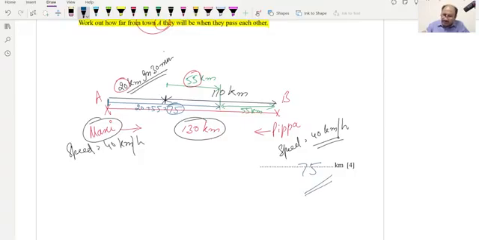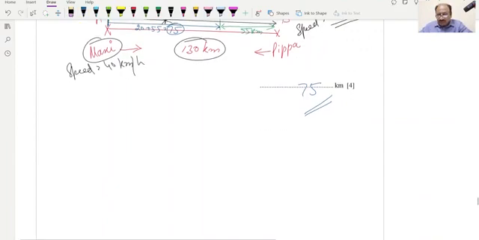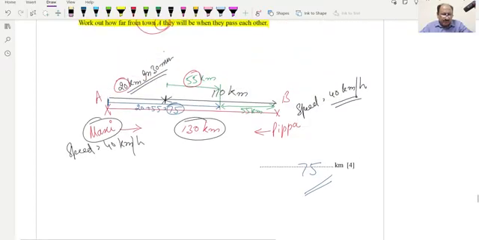Hopefully you understood this. And this one I will move over here so that you will not be confused by the answer. So this is 75 kilometers, a 4-mark question which we are done. Hopefully you understood each and everything.